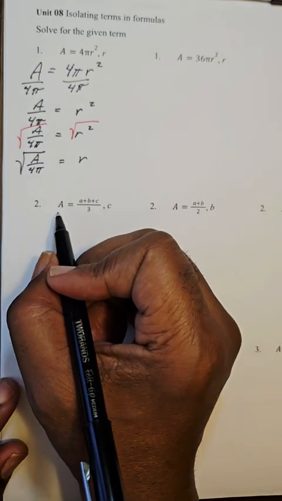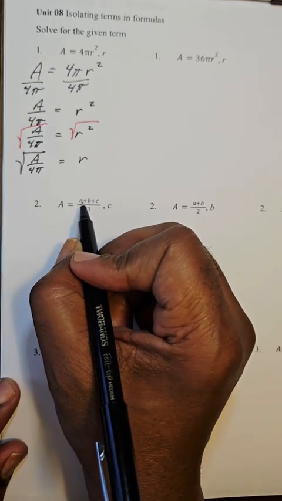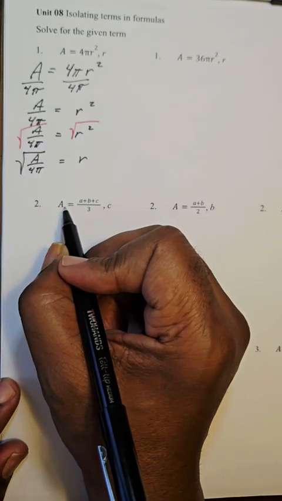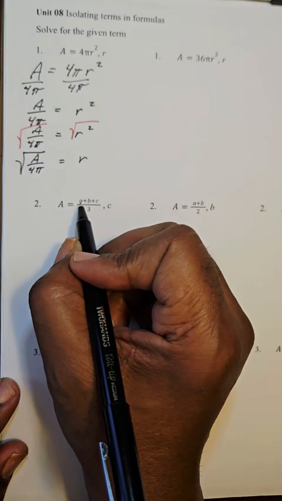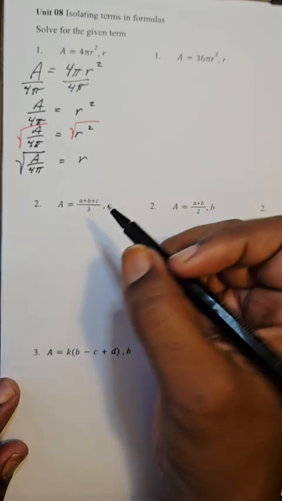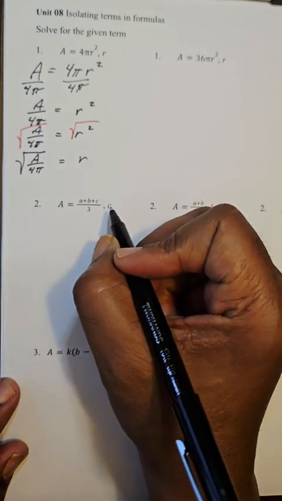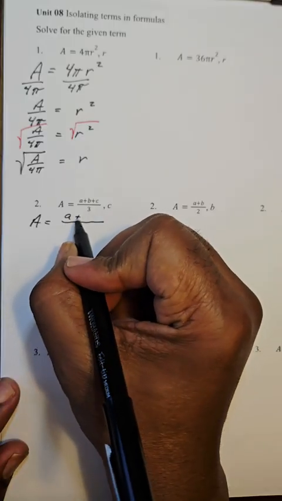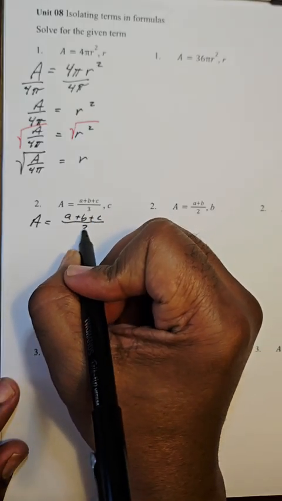Here, capital A equals little a plus b plus c, all divided by 3. And if they use a capital and a lowercase, these are two different a's. Now we want to isolate for c. So let's go A equals a plus b plus c over 3.